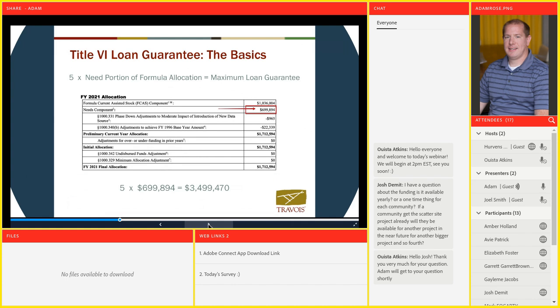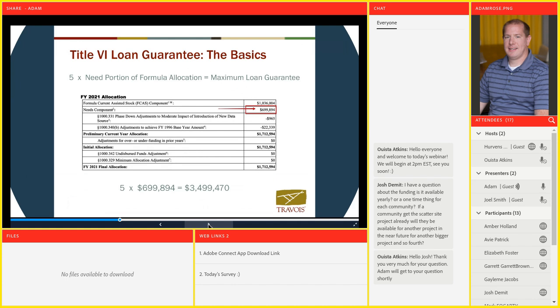So all tribes, again, that amount is variable. In this particular case, I would say that this is probably at the lower end of what a smallish, medium-sized tribe might receive as far as the need component of their formula allocation. For some reference, the Turtle Mountain Housing Authority in North Dakota, their overall loan authority with Title VI is probably closer to 12 million or 13 million. So this is probably in the range of a small to mid-sized tribe.